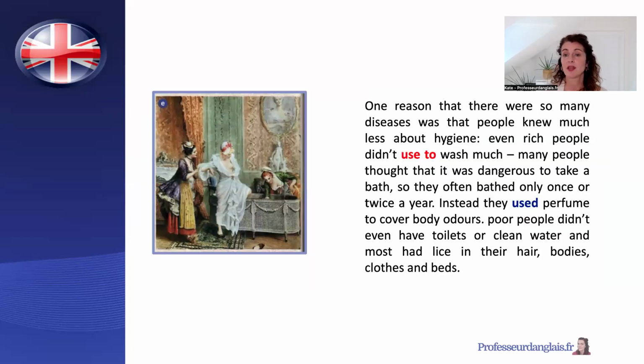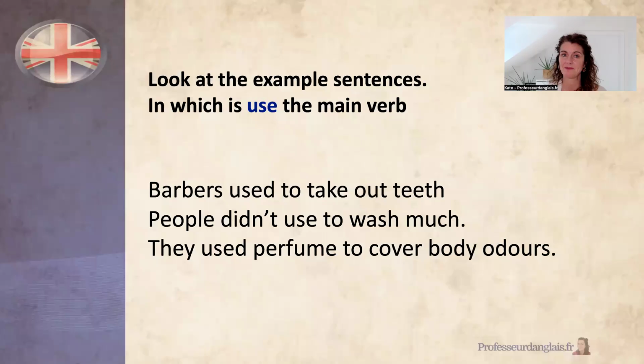One reason that there were so many diseases was that people knew much less about hygiene. Even rich people didn't used to wash much. Many people thought that it was dangerous to take a bath, so they often bathed only once or twice a year. Instead, they used perfume to cover body odours. Poor people didn't even have toilets or clean water, and most had lice in their hair, bodies, clothes, and beds.